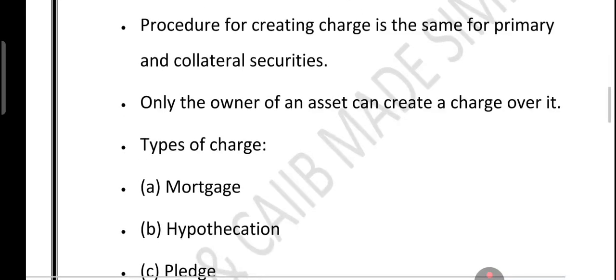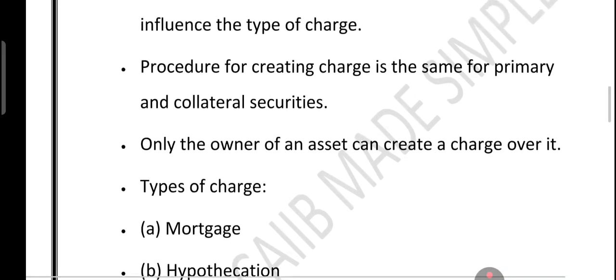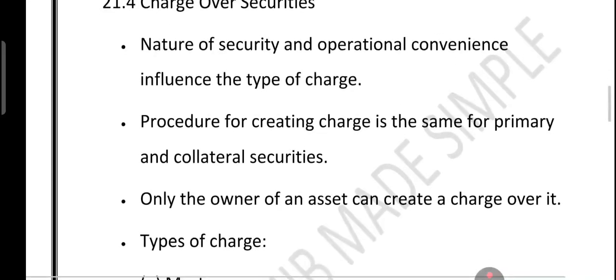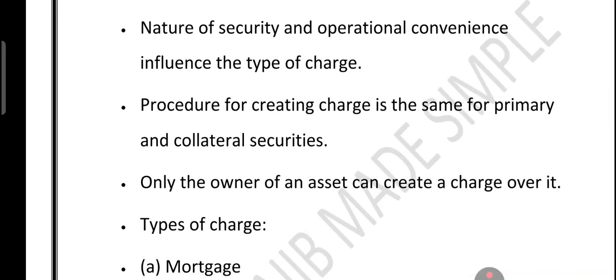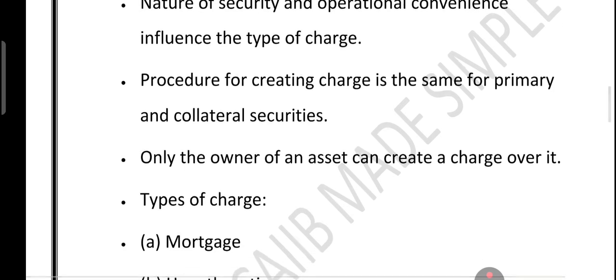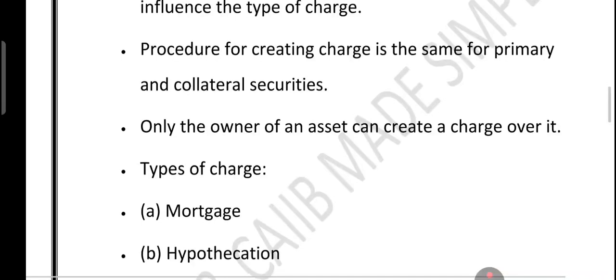Now a few key things to remember. The type of charge depends on the kind of asset, like property, stock, receivables, and how easy it is to manage. Whether it is the main asset securing the loan, called primary security, or extra backup, called collateral, the procedure to create the charge is the same.